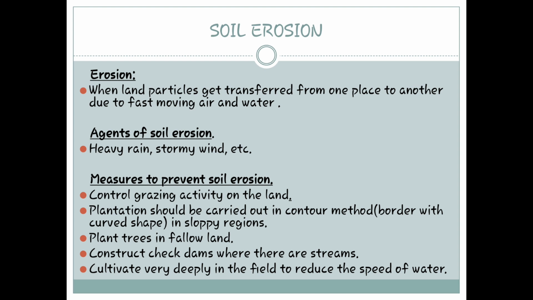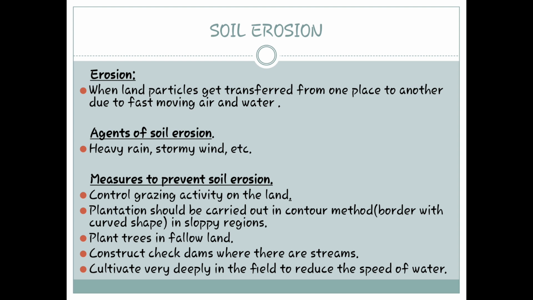What is the result of soil erosion? Normally, our agricultural production will decrease. As you know, our agriculture is totally dependent on the fertility of the soil. And if this fertility is lost because of heavy rain and stormy wind, the fertility of the land will decrease and it will affect agriculture. So it is extremely necessary to maintain this upper layer for our agriculture. So soil erosion should be prevented.